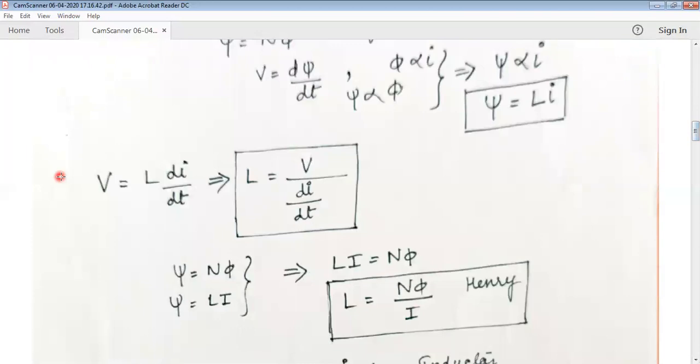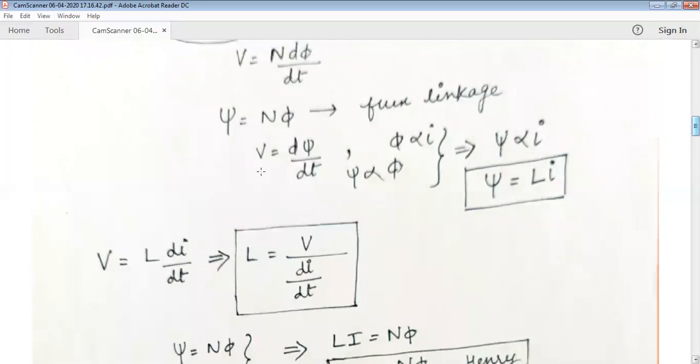Now see here. In place of xi, what is your V? Voltage equals this induced voltage. This is the voltage, not the induced EMF.